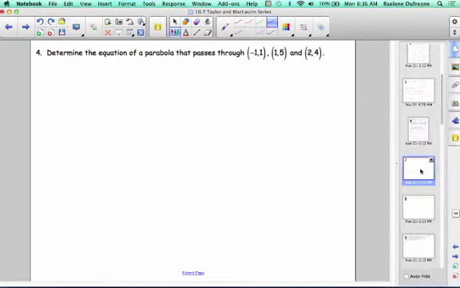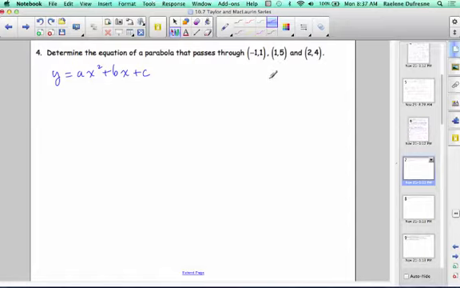In number 4, we are asked to determine the equation of a parabola that passes through the 3 points. What we know here for a parabola is that we're starting off with a model, y equals ax squared plus bx plus c, and we want to solve for the 3 parameters a, b, and c. So we have 3 unknowns, a, b, and c, which require 3 equations. And what we have here are 3 different sets of x, y ordered pairs. For each pair x, y, we can make an equation.